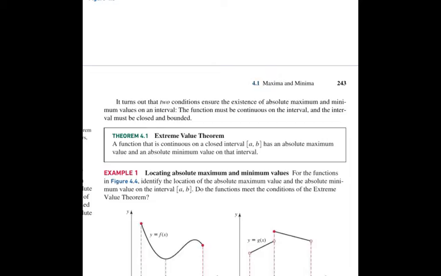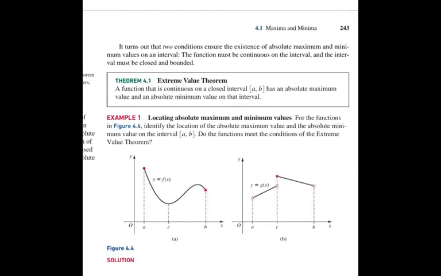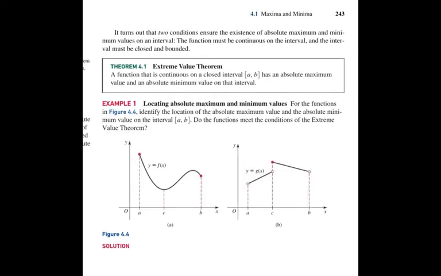Let me see. So we have this example 1. Locating the absolute max and minimum values. For the function in figure 4.4, identify the location of the absolute maximum value and absolute minimum value on the closed interval ab. Do the functions meet the conditions of the extreme value theorem?